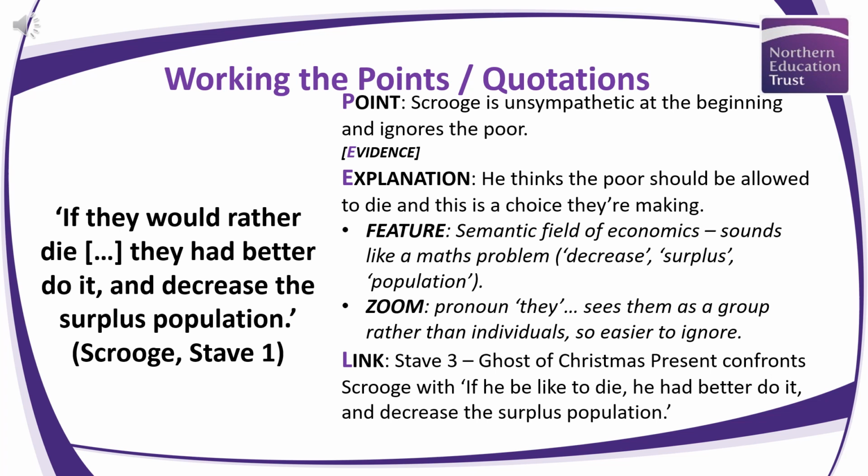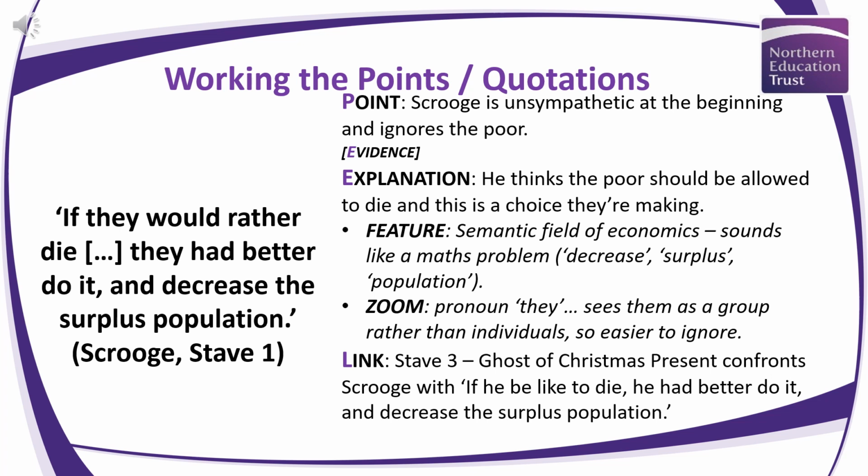I think about, as a feature, the semantic field of economics in the references to decrease, surplus, and population. And what they do is make it sound almost like a maths problem. And it ignores the fact that these are people, not just numbers. Along those lines, I'd zoom in on the pronoun "they", which here suggests that Scrooge sees them as an anonymous group rather than as being individuals, and that as a result, they're easier for him to ignore.